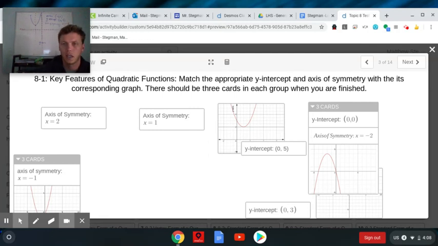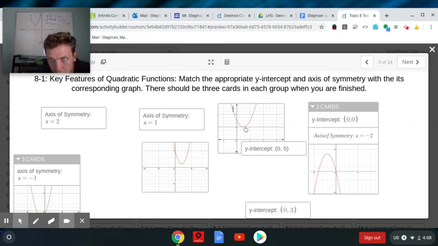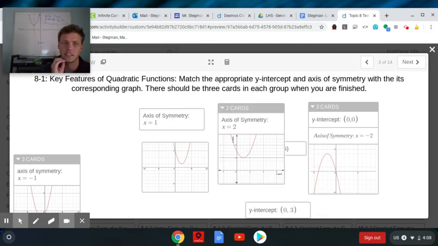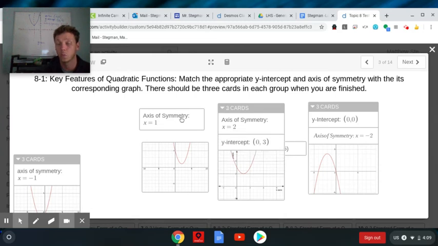I'm going to look at this one right here. Looks like it has an axis of symmetry at +2, x equals +2. And its y-intercept, here's origin, here's 2. Looks like its y-intercept is 3. And if you're having trouble seeing, remember, you can always click on the graphs and it'll zoom in on them. We only have one axis of symmetry and one y-intercept left.